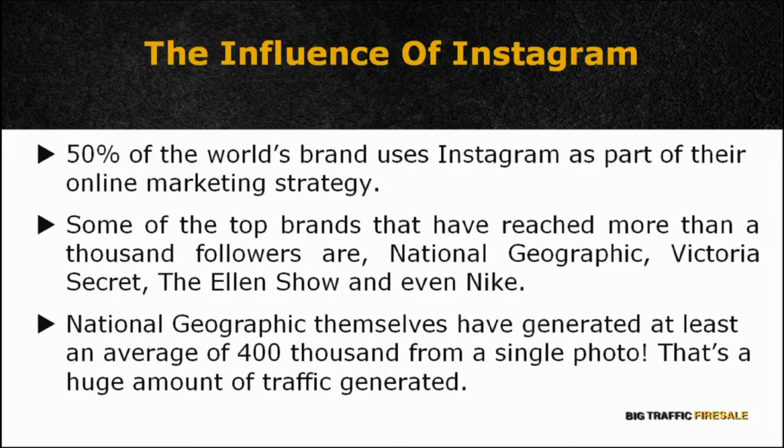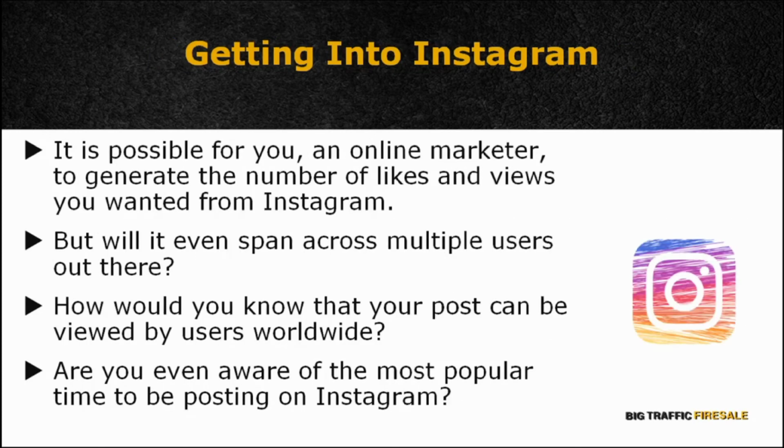This information leads 50% of the world's brands to use Instagram as part of their online marketing strategy. Some of the top brands that have reached hundreds of thousands of followers are National Geographic, Victoria's Secret, The Ellen Show, and even Nike. National Geographic themselves has generated at least an average of 400,000 likes from a single photo. That's a huge amount of traffic generated. It's not impossible for you, an online marketer, to generate the number of likes and views you want from Instagram.